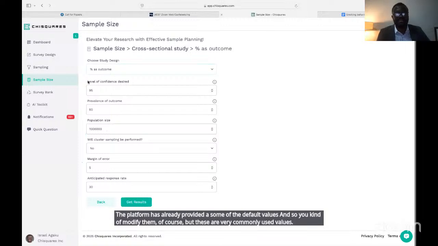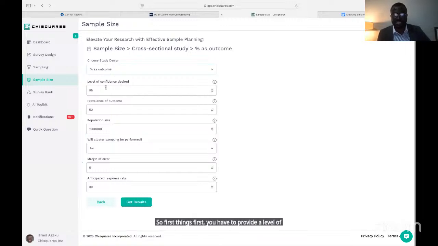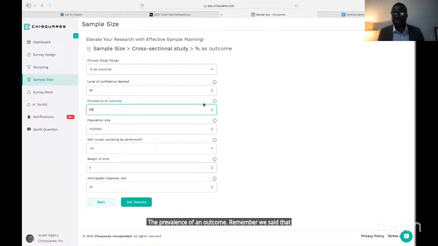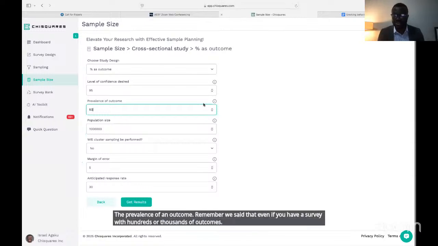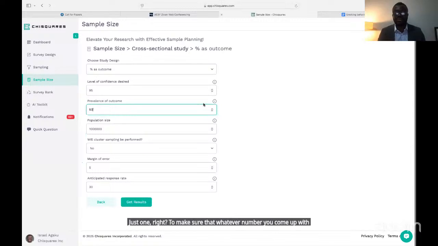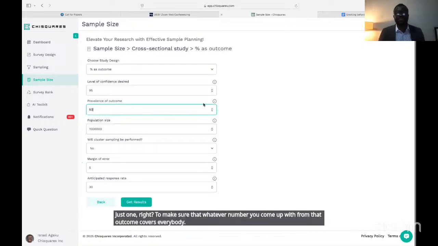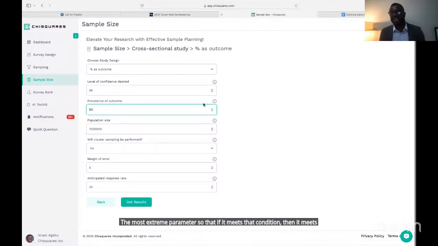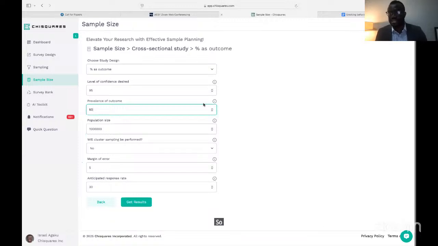So first things first, you have to provide a level of confidence, which is typically 95%. Then the prevalence of the outcome. Remember we said that even if you have a survey with hundreds or thousands of outcomes, you can only have one outcome that you are going to use for your sample size calculation, just one, right? So to make sure that whatever number you come up with from that outcome covers everybody, you want to use the most ambitious parameters, the most extreme parameter, so that if it meets that condition, then it meets everybody else's condition, right?